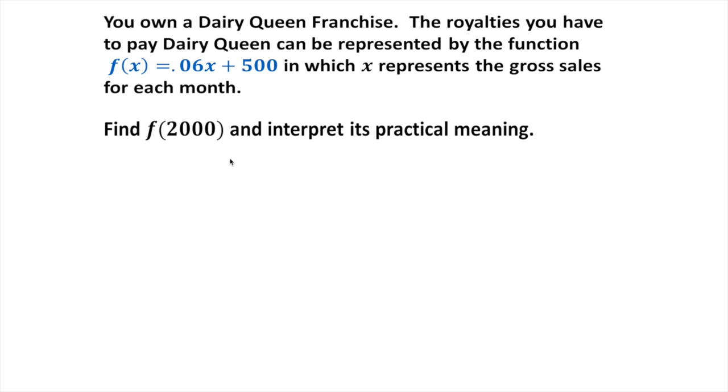So push pause now. I would like you to find f of 2,000. After you've obtained your answer, come back and push play. But I want to know what the number is and what that number represents.